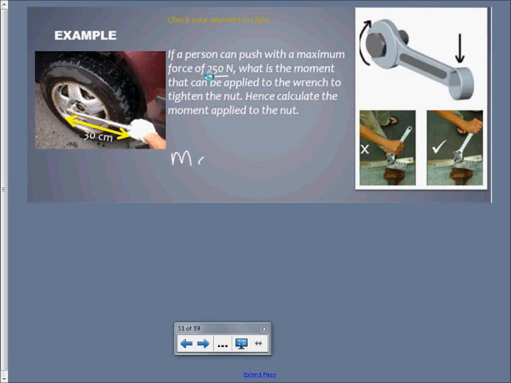So moment equals FD equals 250 times, and we've got to be a bit careful, distance has to be in meters, times 0.30. And so we get 75 Newton meters there.